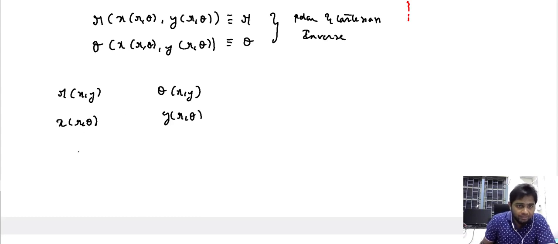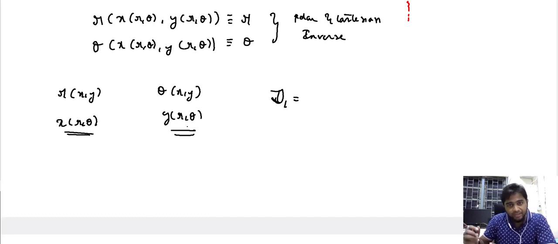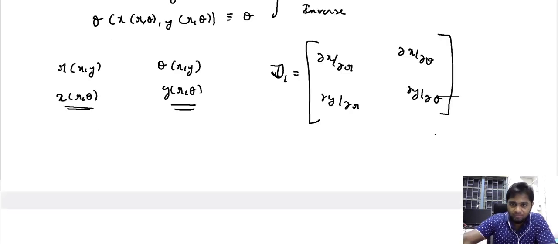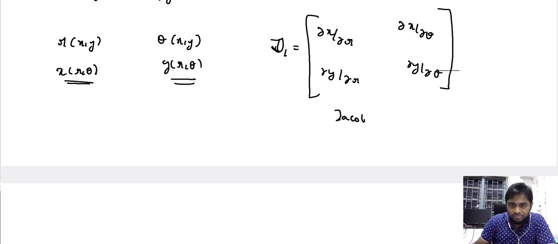So let us first consider the derivative of x in terms of r and theta and y in terms of r and theta and express it in the form of a matrix. Let us refer to this as J1. What we are considering is the derivative of x with respect to r and theta, y with respect to r and theta, and expressing it in terms of a matrix. So what essentially we are doing is dou x by dou r, dou x by dou theta, dou y by dou r, and dou y by dou theta. Now this is a matrix that you might be familiar with. This is nothing but the Jacobian matrix.